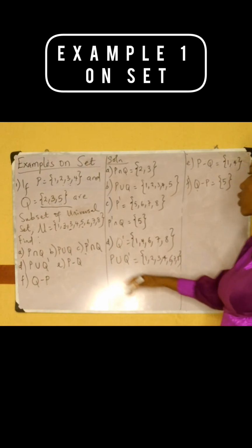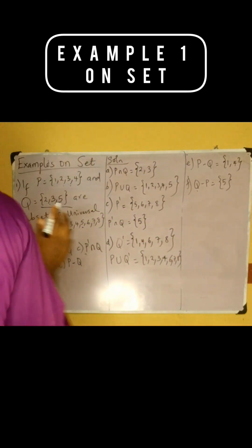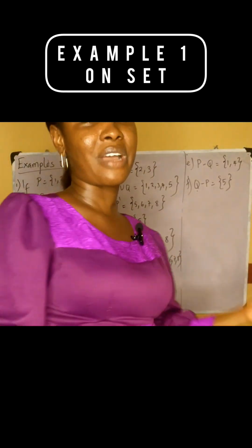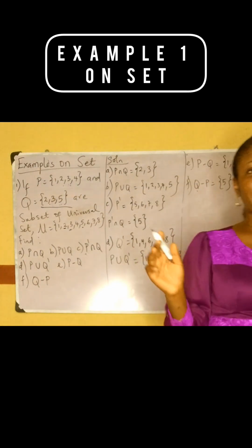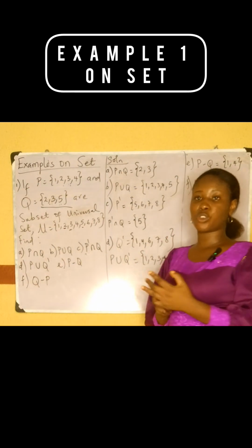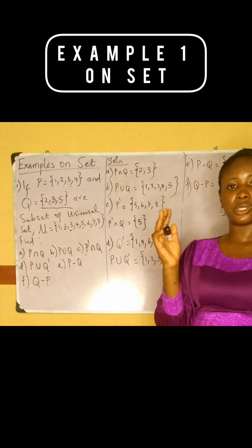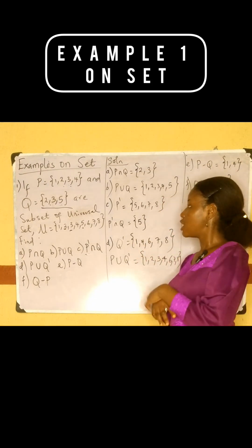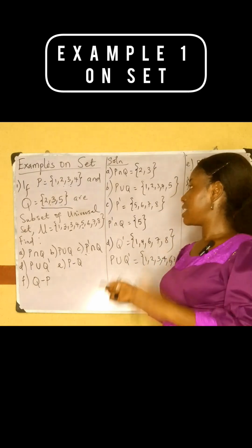Please don't make the mistake of combining the two things remaining. You're not saying that Q minus P will be 1, 4, and 5. That's very wrong. Your Q minus P is just the elements of Q that are remaining after you have removed any element that belongs to P. And I hope you got that. So this was nice. In our next video, we are going to be doing a second example.